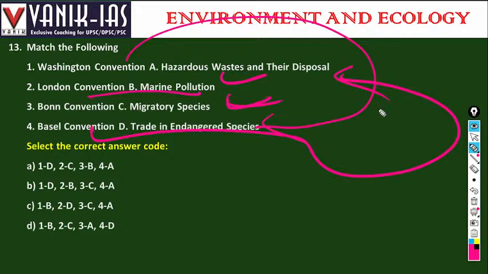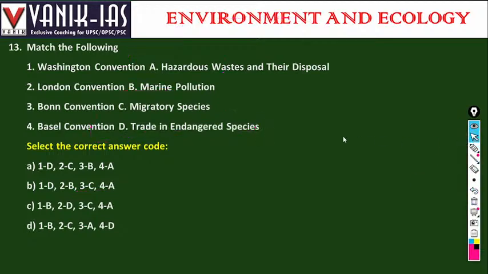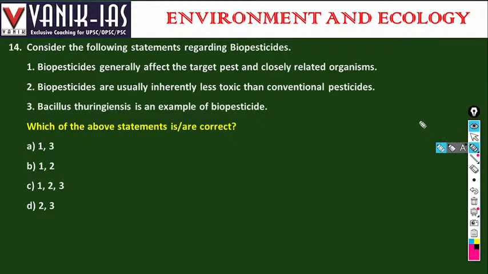4 is A, this is also very common. So 4A and 3C, this combination is between B and C. So obviously C will be the right answer. London Convention is regarding marine pollution. Then consider the following statements regarding biopesticides. Biopesticides generally affect the target pest and closely related organisms.